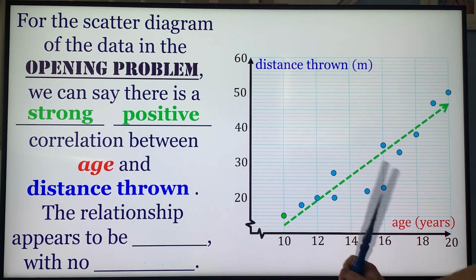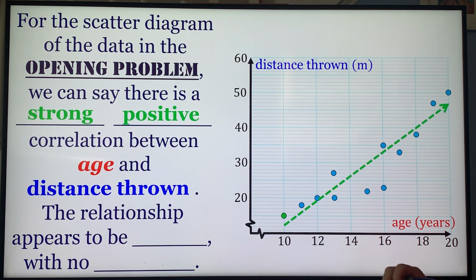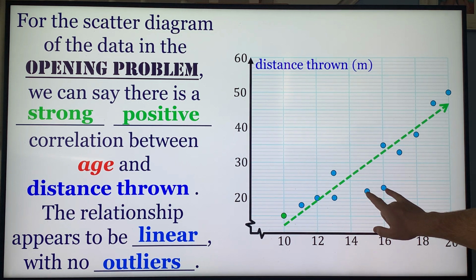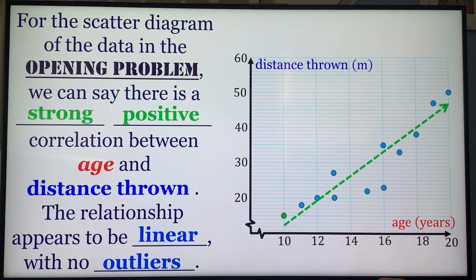The relationship appears to be blank. Is it linear or not? It is linear. It appears pretty linear. Yeah, you can ask, what if I just scoop here? Well, you have points up here, so technically you can draw a line through it. And are there any outliers? There are no outliers. All right. What about these two? There's just some data that went down. That's still okay. Got it? Those just might have been weak discus throwers.